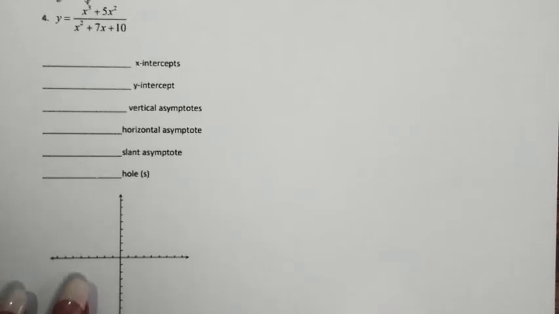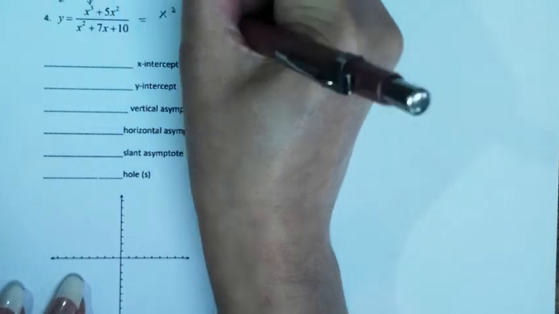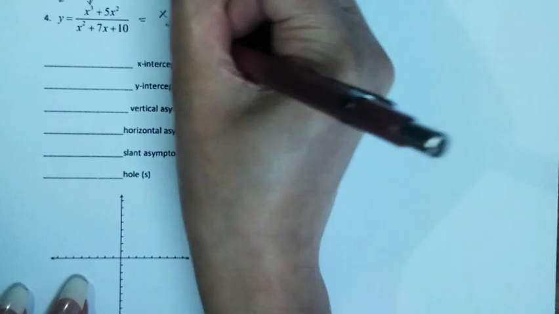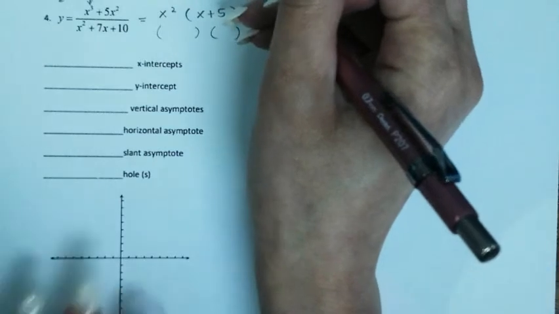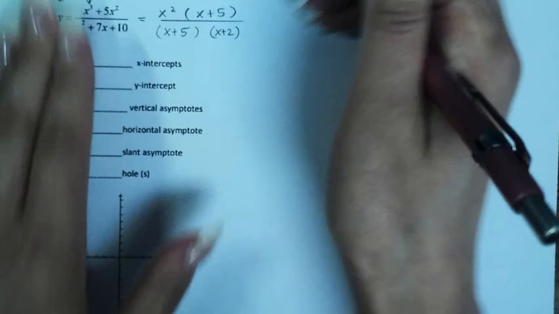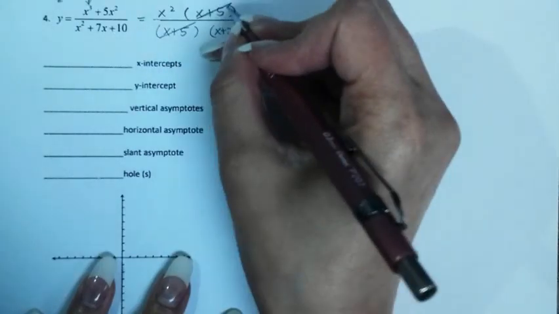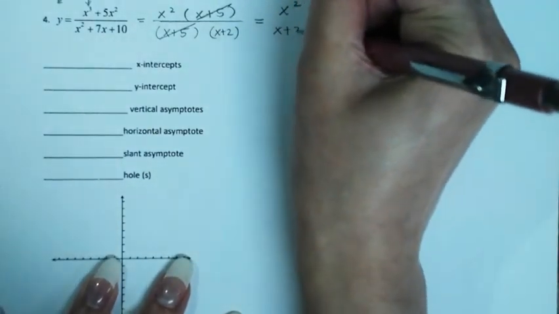Now for number 4, again, we need to take the greatest common factor from the top. This is going to be equal to x squared times (x plus 5), which is pretty nicely factored. And then the denominator, we know that we can factor it as (x plus 5)(x plus 2). So we have this situation, and you can see that I'm about to cancel that. So you have a very user-friendly equation, x squared divided by x plus 2.